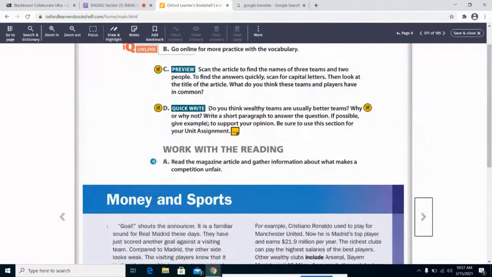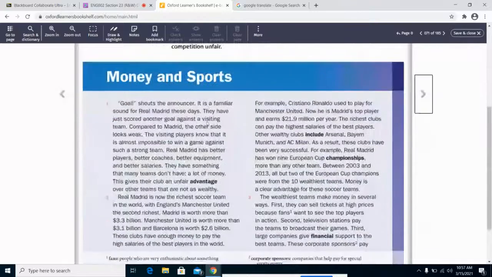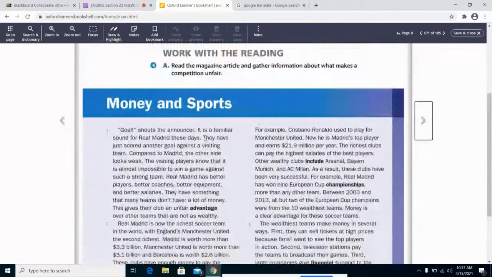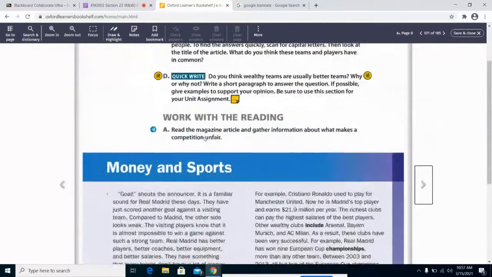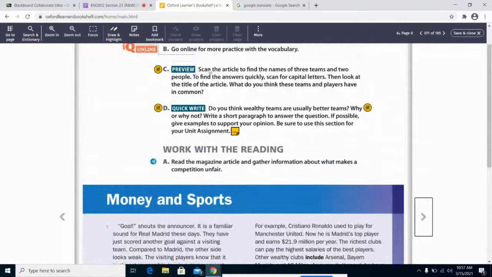Okay. Now, before I start reading this lesson with you, can you do a scan of this article to find the names of 3 teams and 2 people? To find the answer quickly, you can scan for capital letters. Then look at the title of the article. What do you think these teams and players have in common?